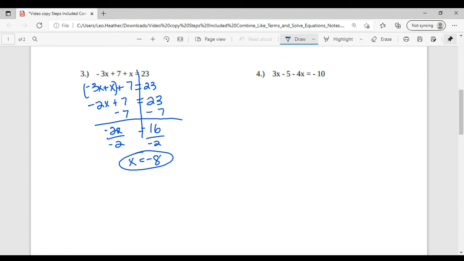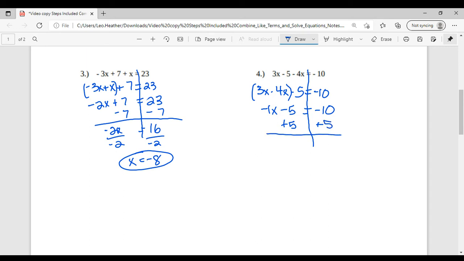Number 4, same thing. I'm going to combine like terms. First, sorry that my handwriting is a little bit sloppy when I use this program, but okay, I'm going to add 5. So I get negative 1x equals negative 5, and then divide by negative 1.